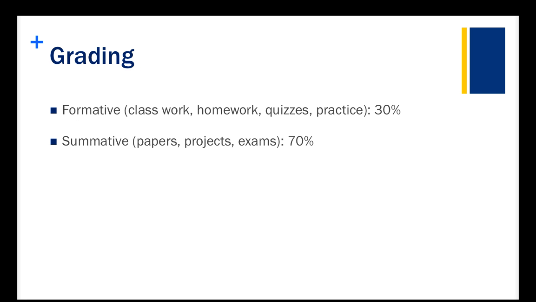Grading in this class is divided into 2 categories. The first is formative, and that's worth 30% of your grade. These are just anything that's practice, where I'm assessing how much you know at a certain time. That's anything we're doing in class, any homework, quizzes, any practice assignments, and there will be quite a few of those. And then the summative category is worth 70% of your grade. This is any kind of big grade, so your papers, your projects, your exams all go in this category. There are fewer summative grades than there are formative grades.